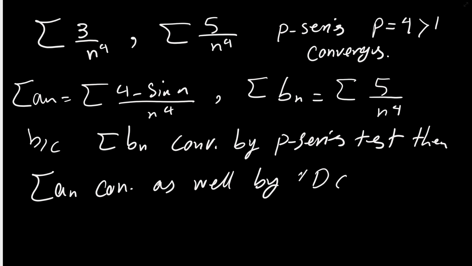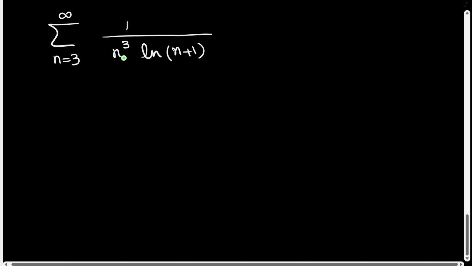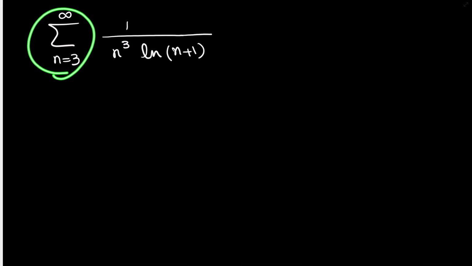By direct comparison test. The next sequence is 1 over n to power 3 natural log of n plus 1, and then we have summation of this sequence. The terms of this sequence when n starts from 3 goes to positive infinity. When you look at 1 over n to power 3, this is a p series, but in the denominator there is another term, natural log of n plus 1.